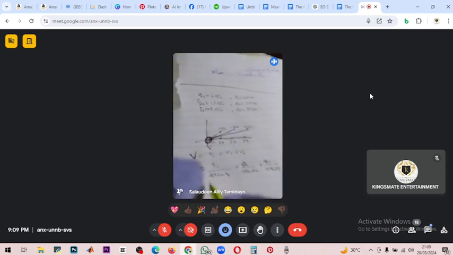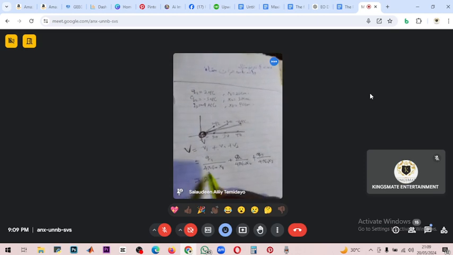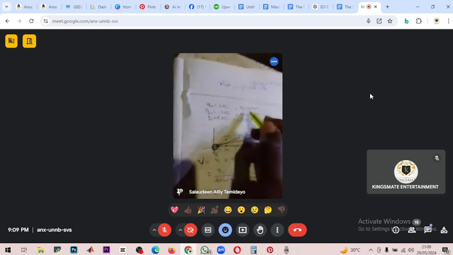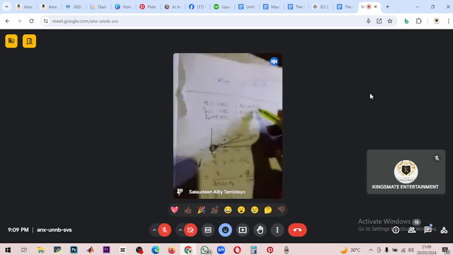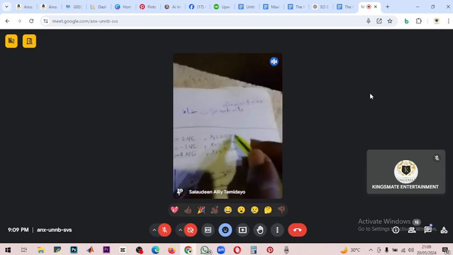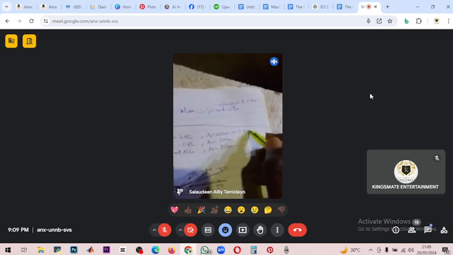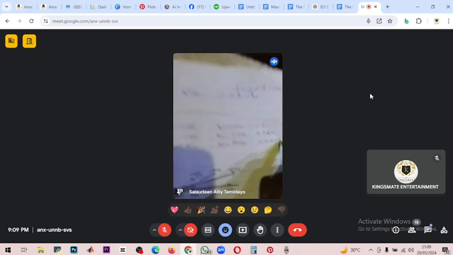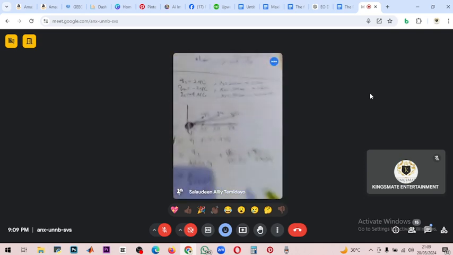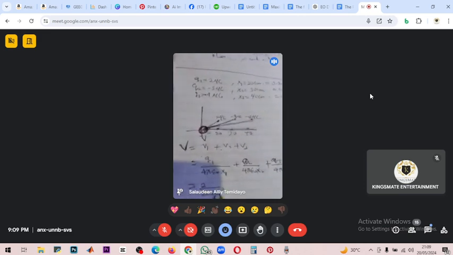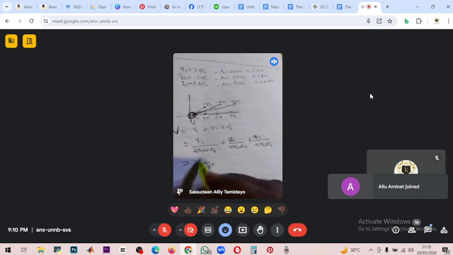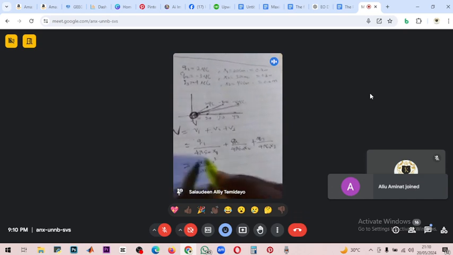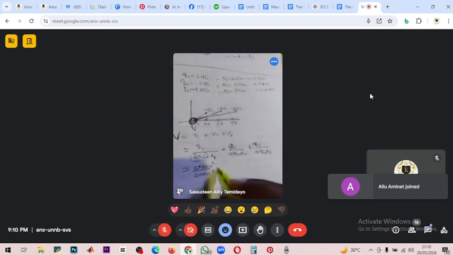So you take your Q1, that is 2, over X1, which is 20 times 10 raised to the power minus 2. You divide it by 100 to take it to meters. So this is 0.2 meters, this is 0.3 meters, and this is 0.4 meters. So this is 2 over 20 times 10 raised to the power minus 2, times 9 times 10 raised to the power 9, which is 1 over 4 pi epsilon naught.